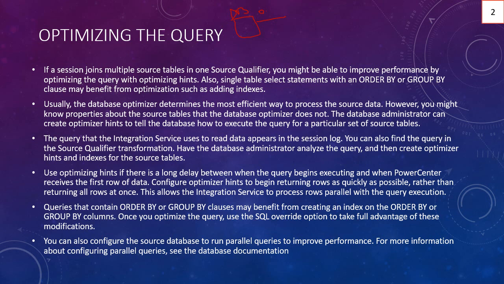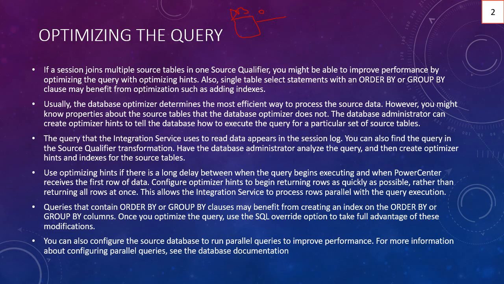So during the read, there are multiple options, right? Second, create the optimizer hint and the indexes. Also you can create the source number. These are the options, not mandatory to do everything. According to your requirement, your current scenario and situation, you can use these options.